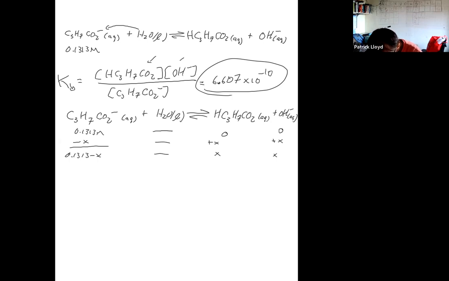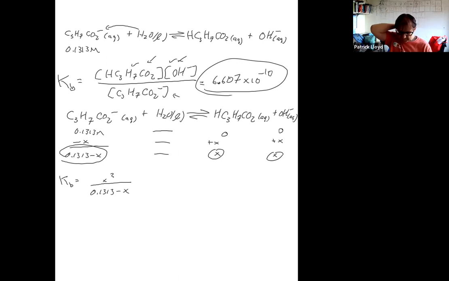Here's the expression for the equilibrium constant. We can substitute these X's in and the 0.1313 minus X. Those can get substituted right back in. So Kb would be X times X, which is X squared, hopefully it's familiar to you, over 0.1313 minus X. Okay. Just a standard equilibrium problem. Now, since Kb is small, that means X is going to be very small as well, probably 10 to the minus 5. If it's that small, that means we can neglect it in the denominator. 0.1313 minus a very small number is going to be approximately 0.1313.